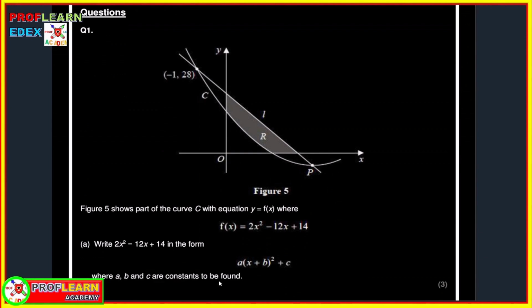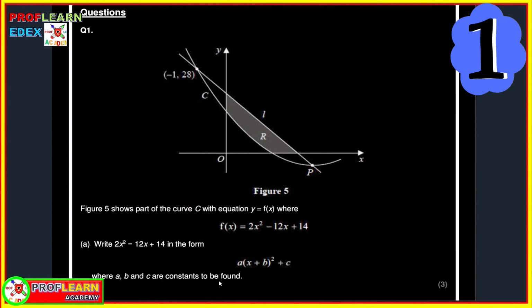So we need to move to the first question, and in question 1 here we are told that the figure shows part of curve C whose equation is y equals f of x, and f of x is 2x squared minus 12x plus 14. We're supposed to write 2x squared minus 12x plus 14 in the form a(x plus b) squared plus c.